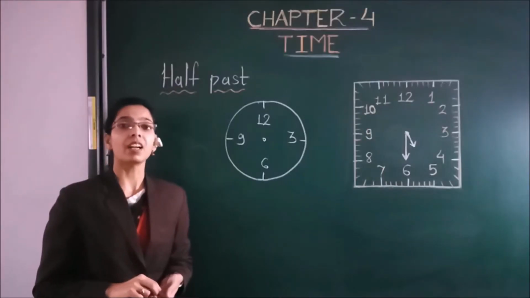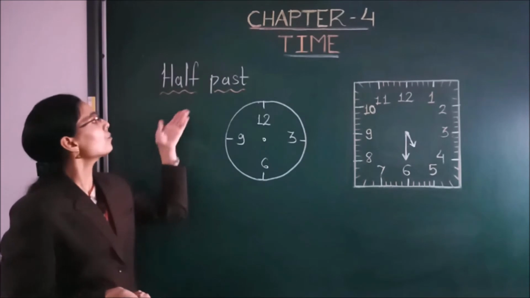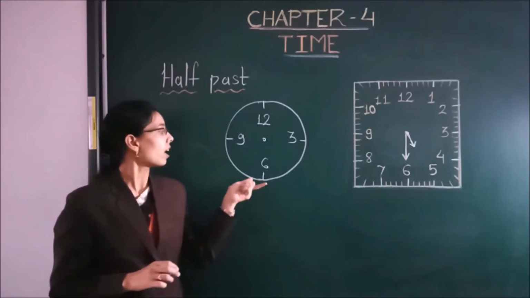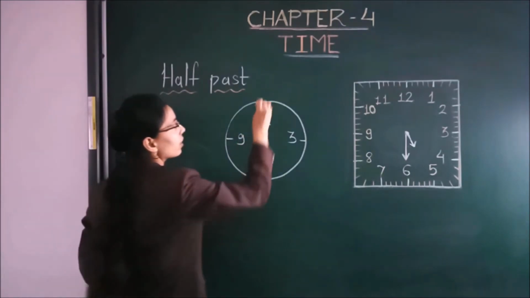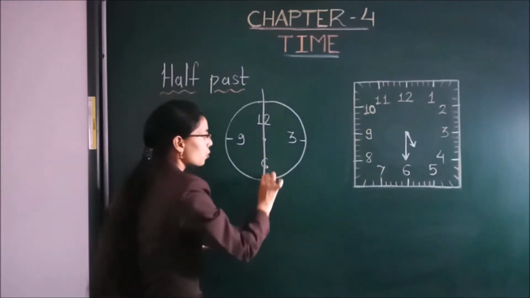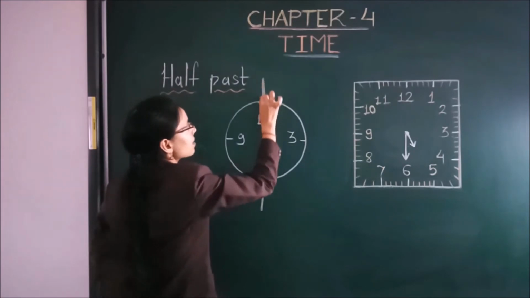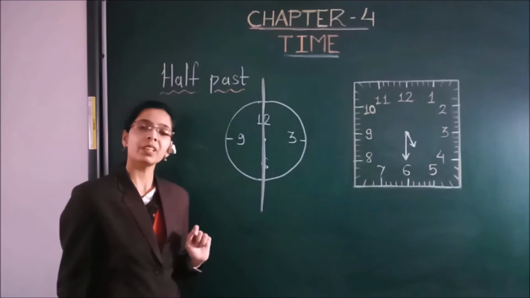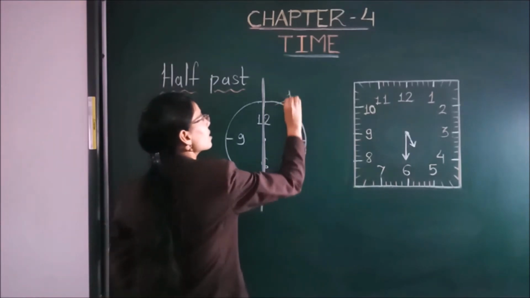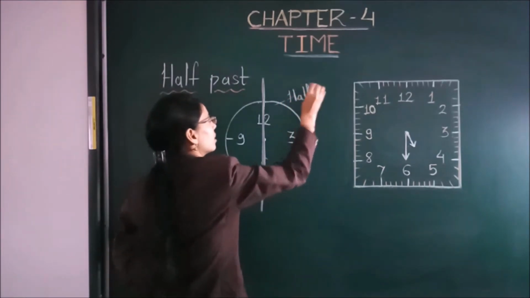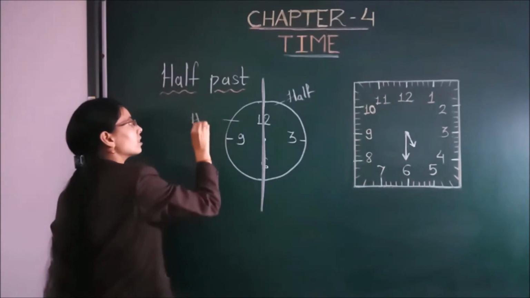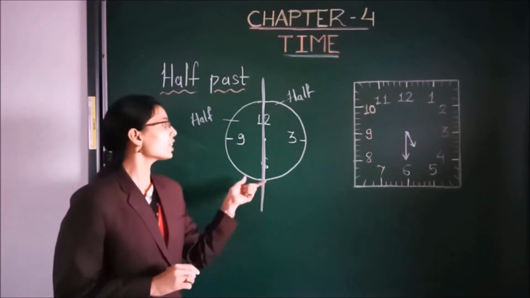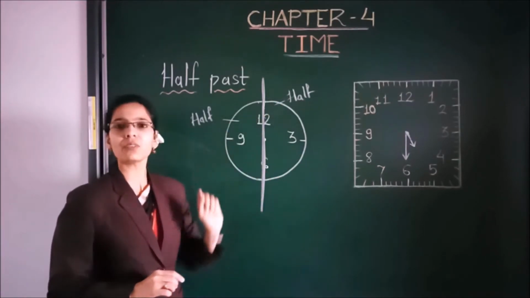Okay. Now children, our new topic is half past. Now look at here. If we divide a clock into two equal parts, each part is called half. This portion is called half. This portion is also called half.